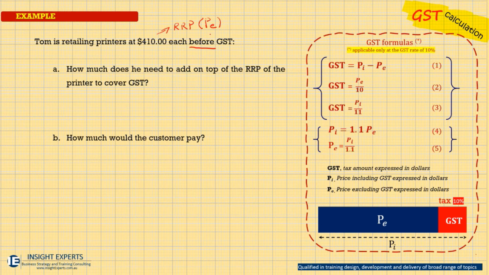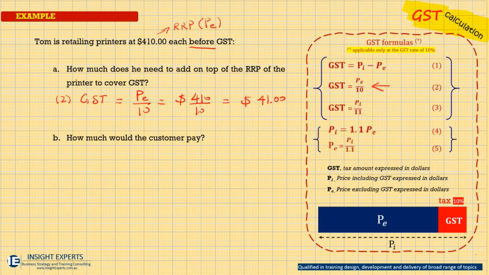Now, since PE is available, I can go ahead and apply equation number 2, so that from equation number 2, the GST amount is equal to PE over 10. $41 is what he needs to add on top of the printer before he lists for sale.